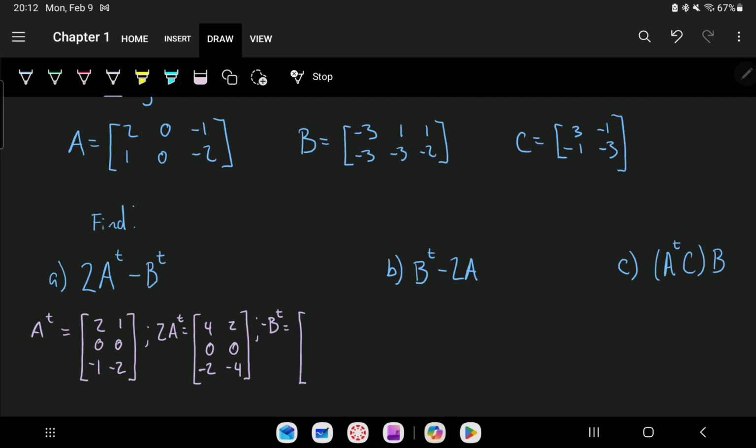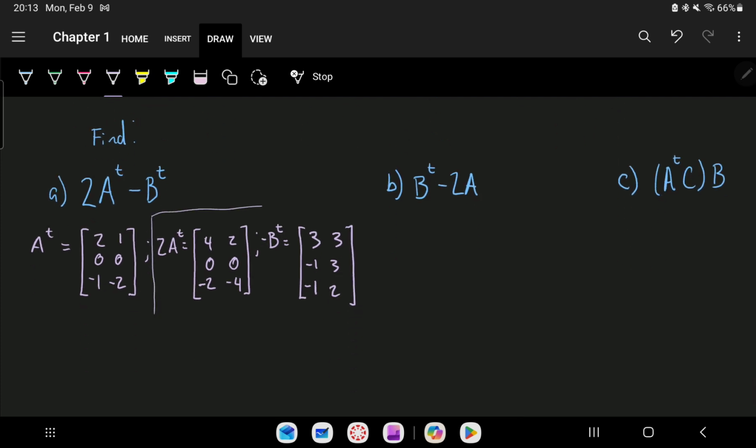But to accomplish this, we're going to take B. I am going to do these 2 steps at the same time. So I am going to transpose B, and I'm also going to flip the signs, right? So negative B transpose, according to B, is going to be 3, negative 1, negative 1 going down. And then the second column is going to be the negative of the second row. So 3, 3, 2. Now these 2 things here are what I need to worry about, right? We are doing addition, so we need to make sure that they are the exact same size. 2A transpose is a 3 by 2 matrix. Negative B transpose is a 3 by 2 matrix, so we are good to roll.